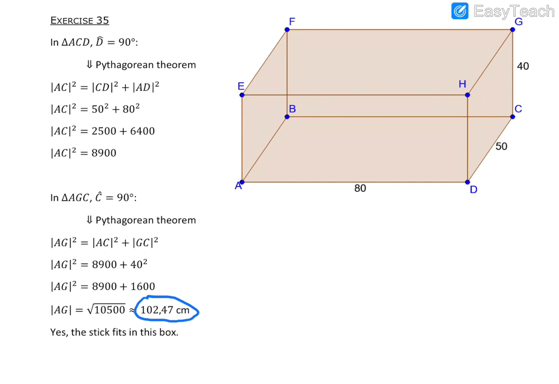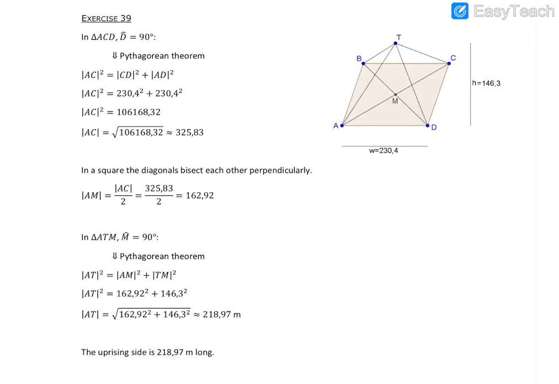Final exercise, a pyramid. Well, to calculate the slant edge of the pyramid, so the slant edge is AT. Yes, BT, TD, TC, it's all the same. We already know the height, so the height is this, of course. We know the height of the pyramid, that is TM.